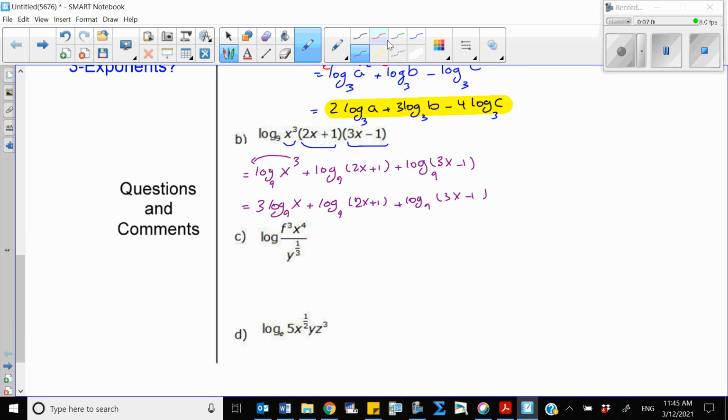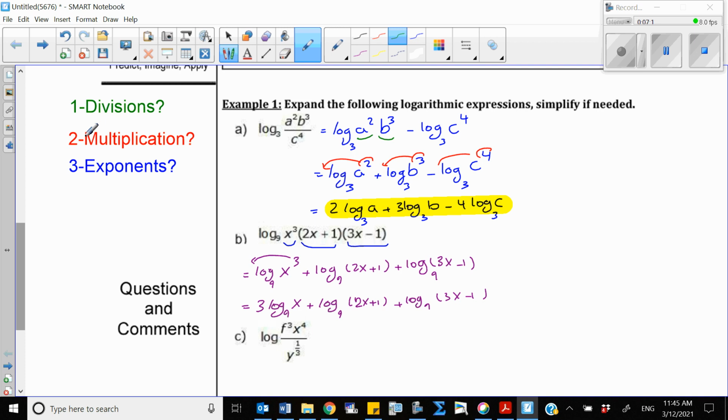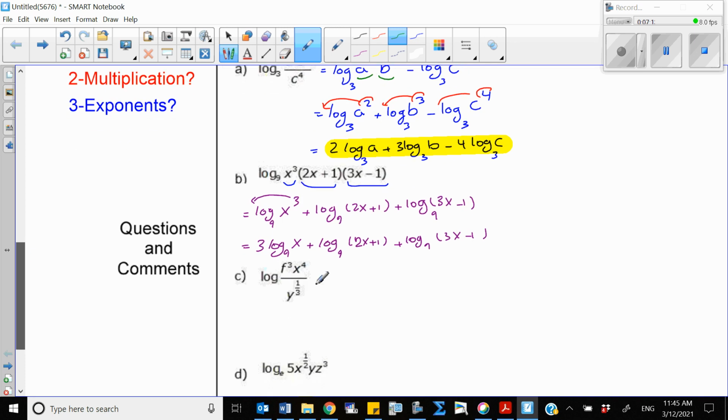In this problem, we have log of f cubed times x to the 4 over y to the power of 1 over 3. Okay, so once again, do I have any division? Yes. So I'm going to change the division to subtraction. Log of top, which was f to the 3, x to the 4, minus log of the bottom, which is y to the power of 1 over 3.